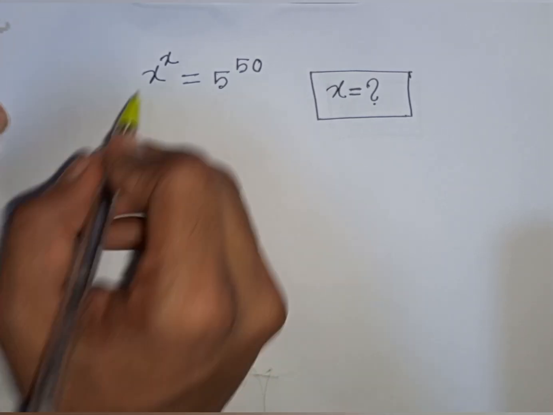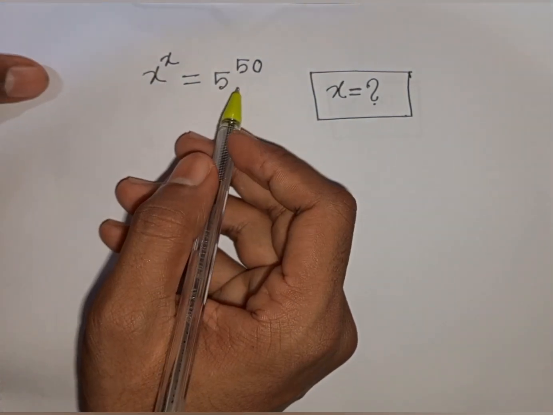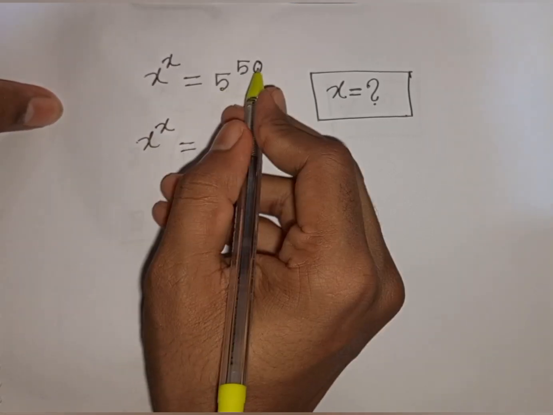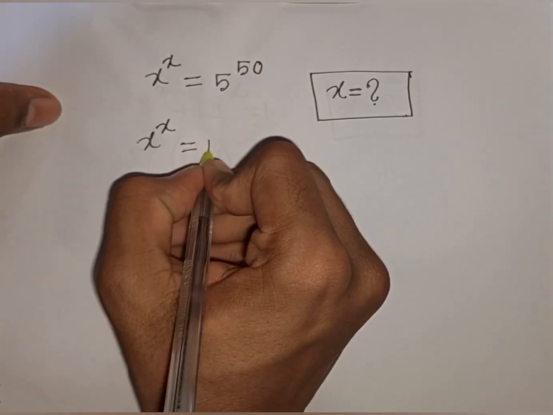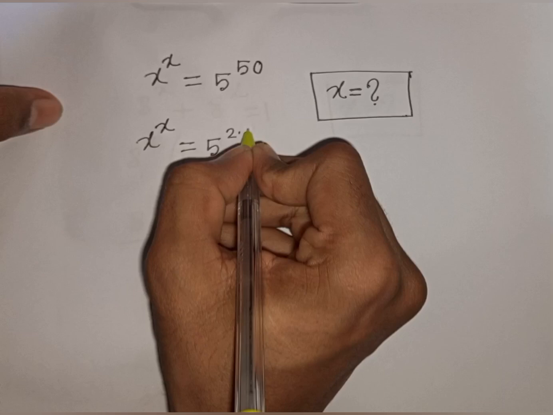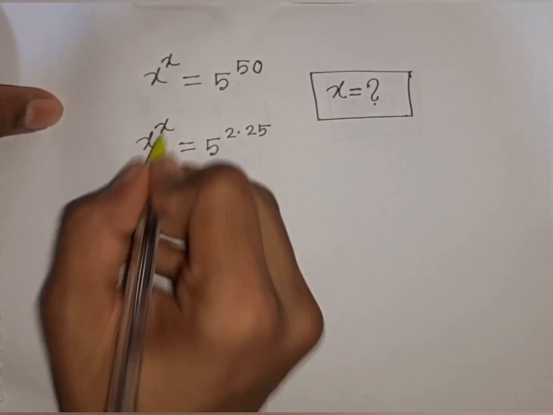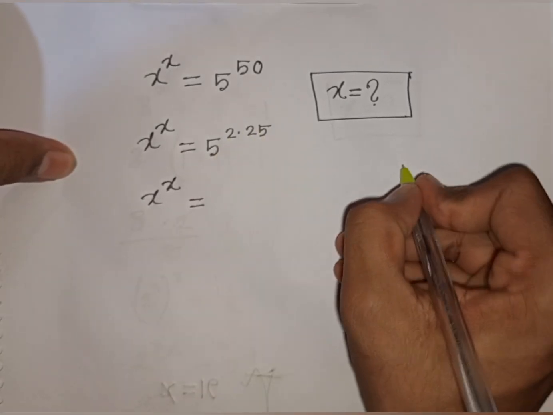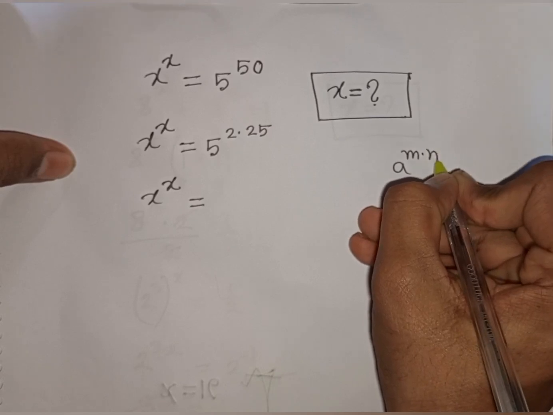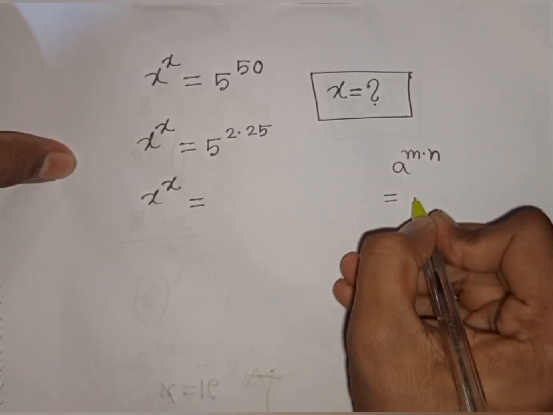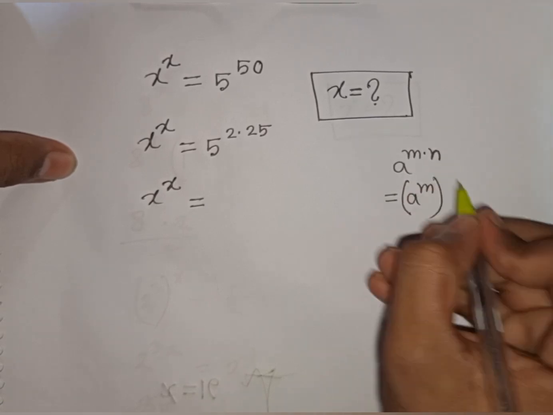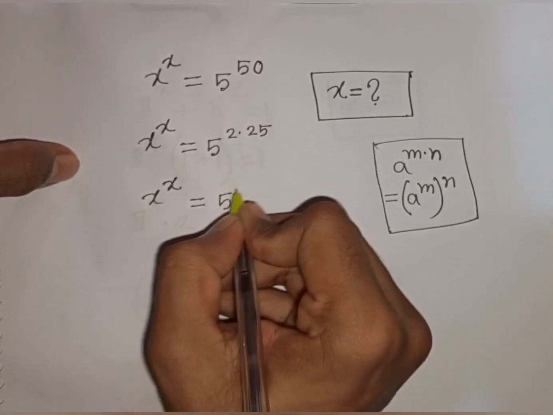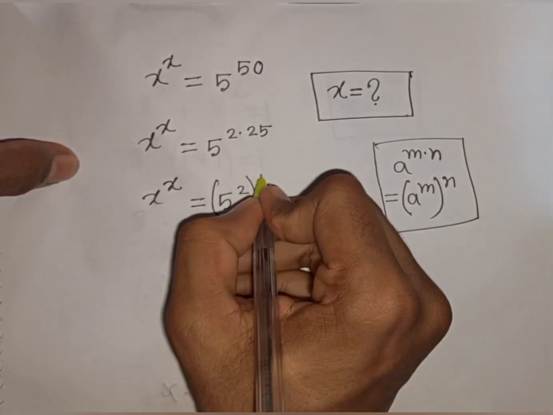How to solve x power x is equal to 5 power 50. What is the value of x? So we have x power x is equal to 5 power 50 can be written as 5 power of 2 times 25. Now here you can apply the rule that a power of m times n is equal to a power m bracket power of n. So it will be 5 power 2, then bracket power of 25.